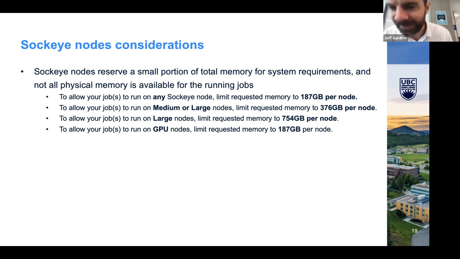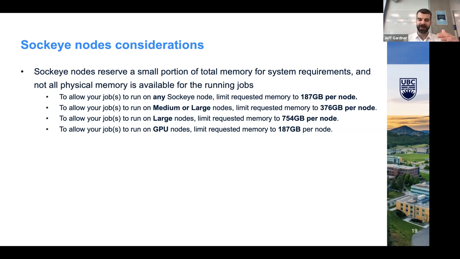I apologize, we're getting a bit text heavy already and small font heavy. But one thing to key on here related to that node specifications table is that each node reserves a small portion of the total memory. So going back to that 192 GB I mentioned, and doubling and quadrupling that for the bigger nodes, a small portion of that memory is reserved for system requirements, for example the operating system, and not all physical memory listed is available for running jobs. So to allow your job to run on any node, limit the requested memory to 187 GB per node.